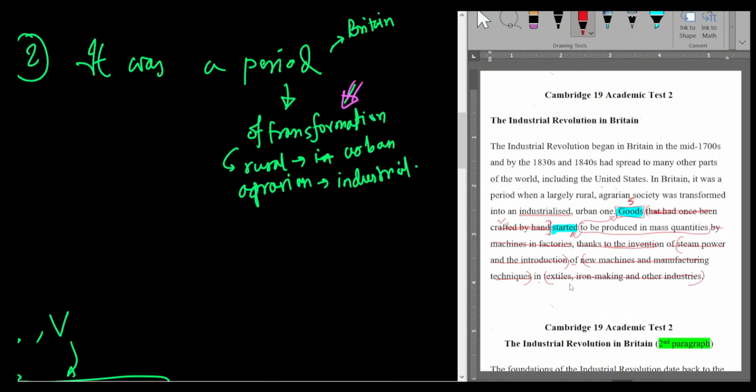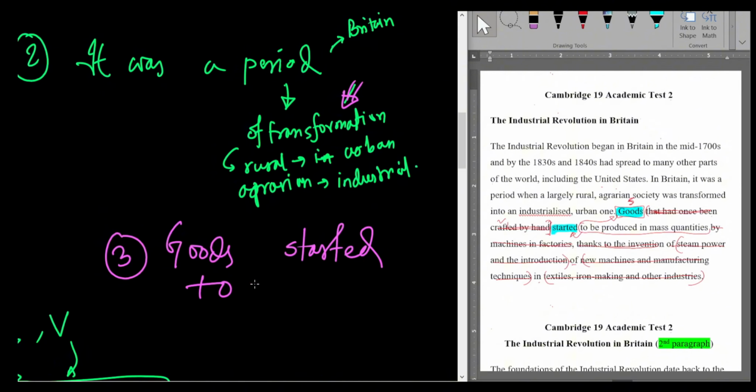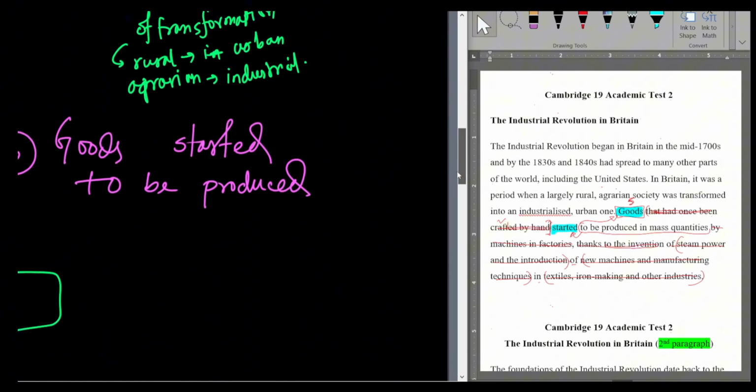So this is the preparation for now. So what is the main idea? The main idea is in the third sentence: goods started to be produced. Okay, this is our main idea.